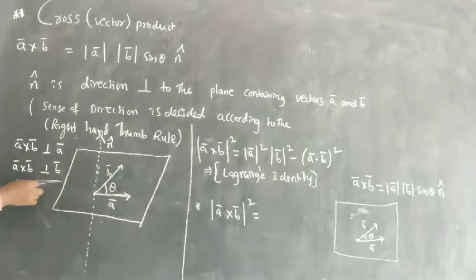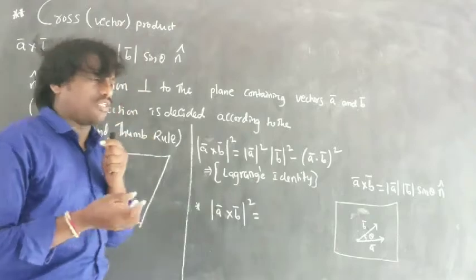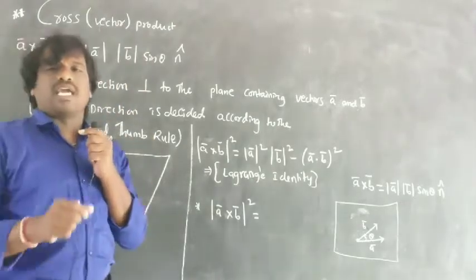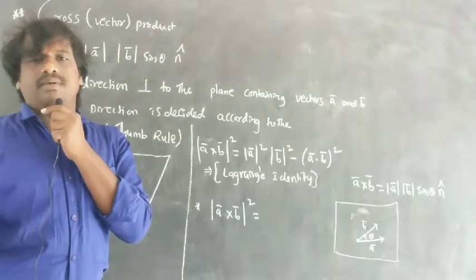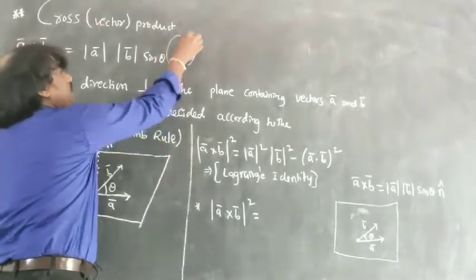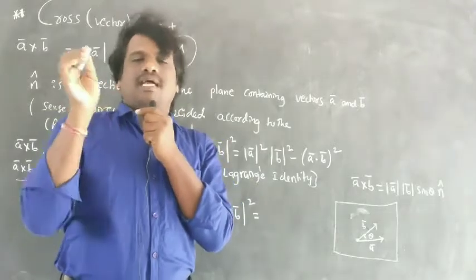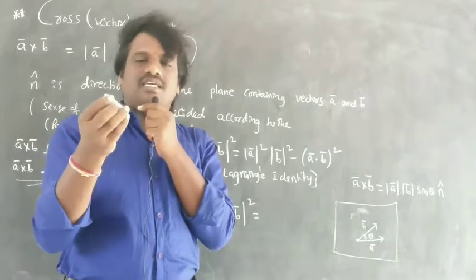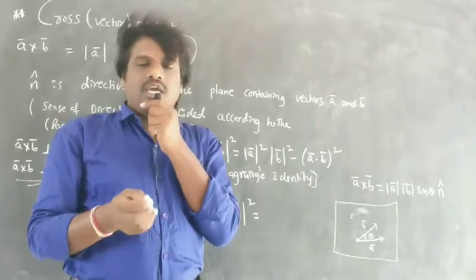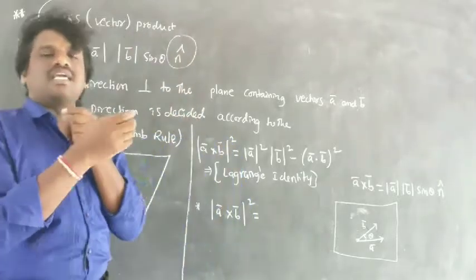That is, this is the point. So hope you understand. Simple thing. A cross B is nothing but mod A mod B sine theta n cap. What is this n cap? N cap is the direction of the normal to the plane, meaning the unit vector which is perpendicular to the plane which is containing A and B.